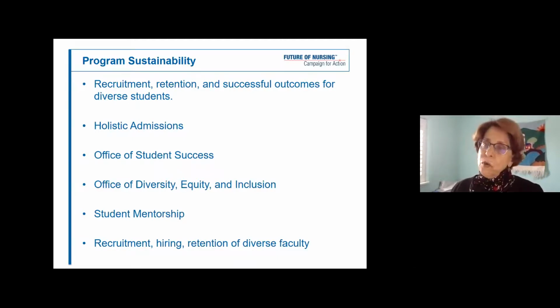Student mentorship is important for students who may be coming from, in my case, I live in a very rural state with very isolated areas. And it may be that they don't know a lot of nurses in the area that they come from. And they need some mentorship in terms of how to navigate a very large university, the way that we tend to be a very large university. And then, of course, there is the recruitment, hiring, and retention of diverse faculty. And how do you go about that?